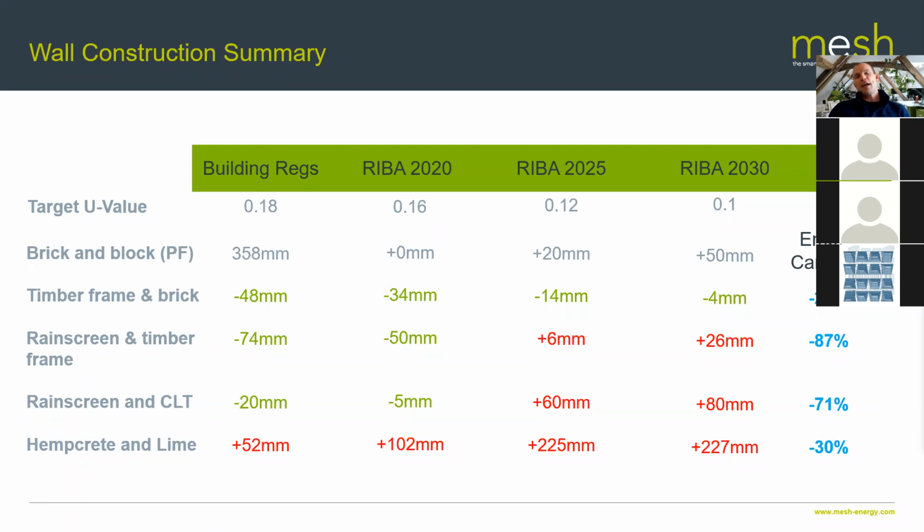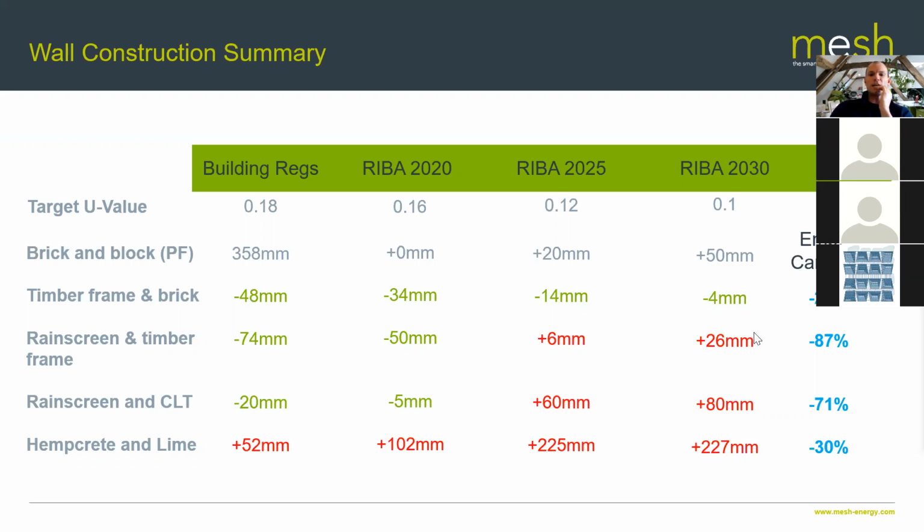But interestingly enough, the hempcrete and lime, which you might expect to be blowing the competition away, because of the sheer quantity of material that you have to use in order to hit that U value, you've used almost the best part of another foot, or 250 millimeters, of wall thickness there. The sheer volume of material has counteracted the embodied carbon benefits.